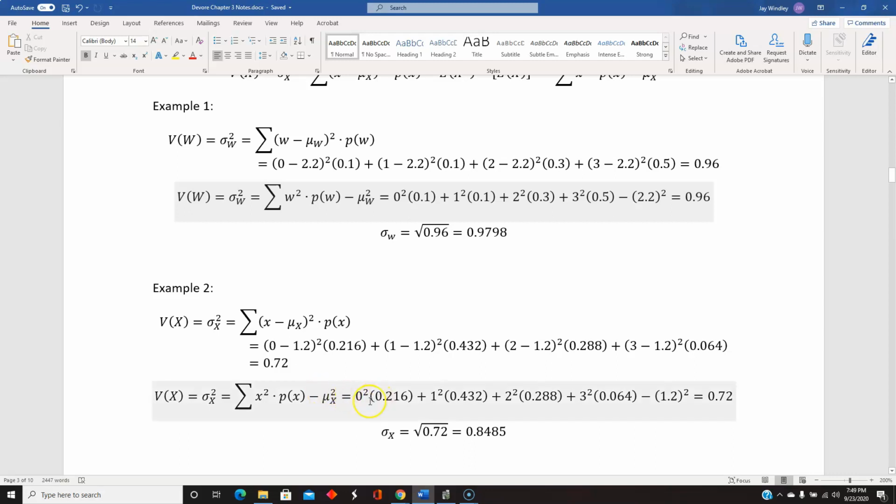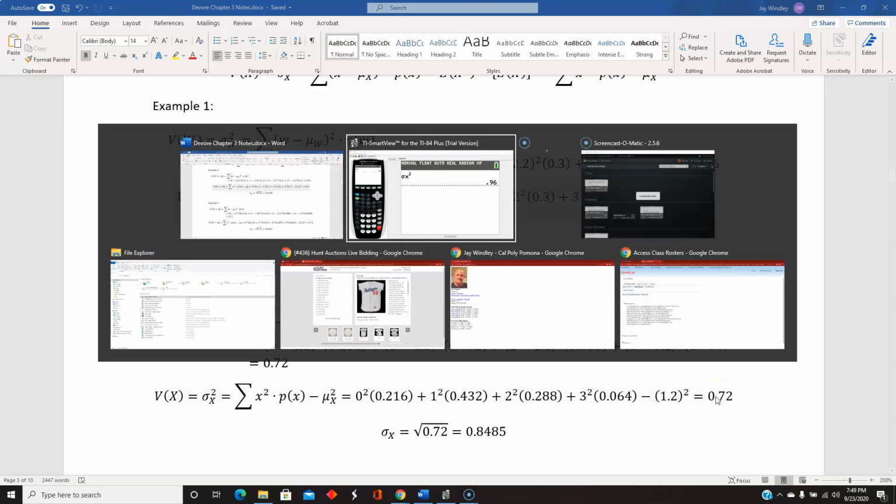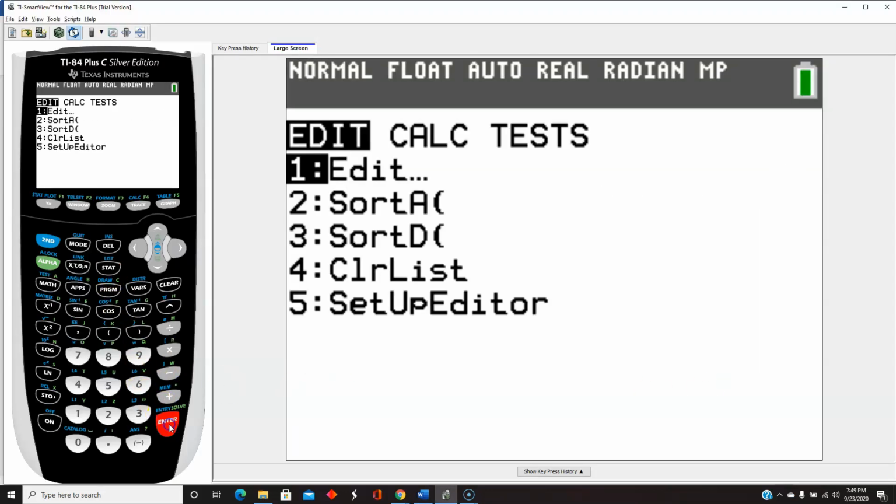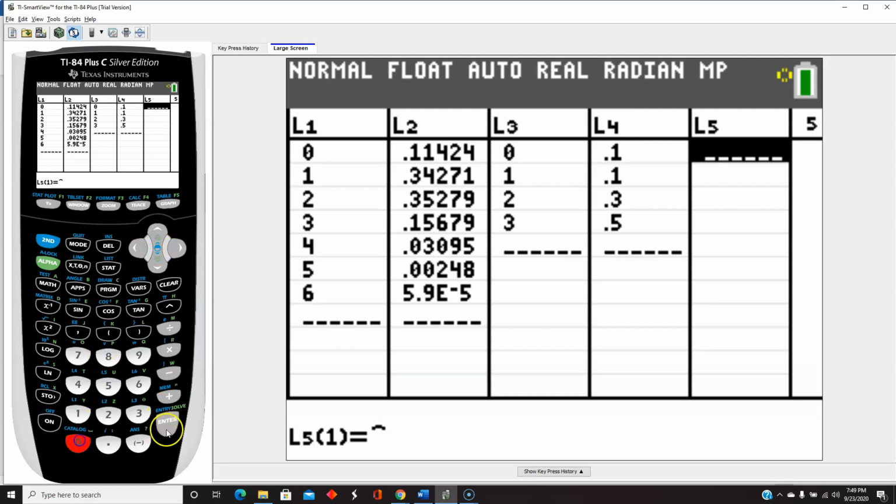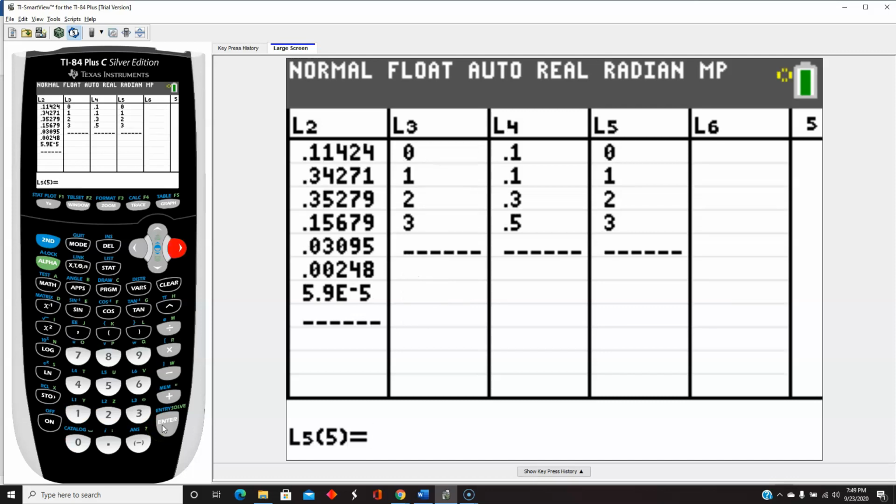The alternate method is to do each value of the random variable squared times its probability, 1 squared times the probability of a 1, 2 squared times the probability of a 2, and so on. And after that summation is done, you just subtract the mean squared, and you'll get the same 0.72. I could also set this up on the calculator. I'll use two other lists on the calculator. I could put the values of my random variable, 0, 1, 2, and 3 in list 5, and then their probabilities, which, if I can remember, 0.216, 0.432, 0.288, and 0.064.